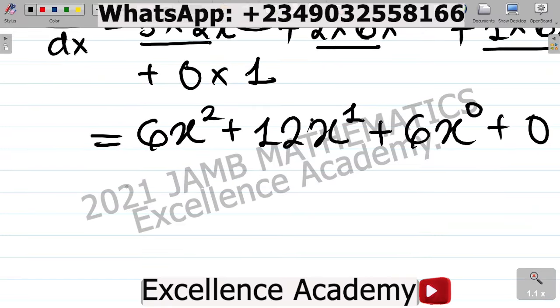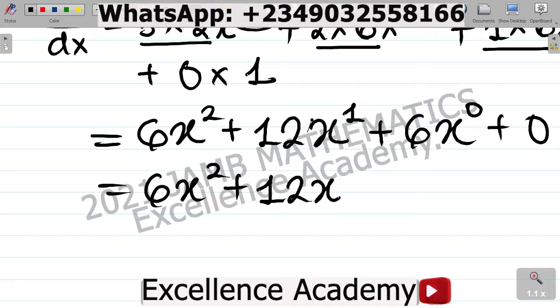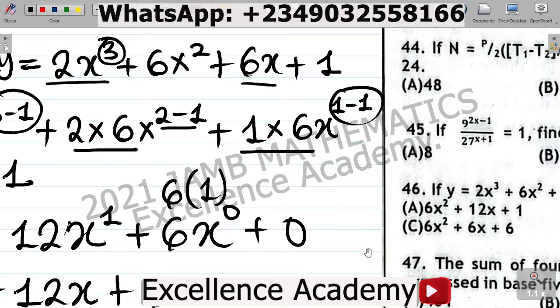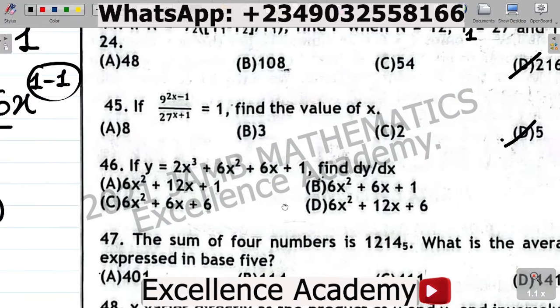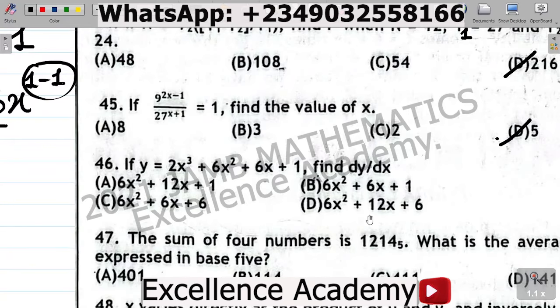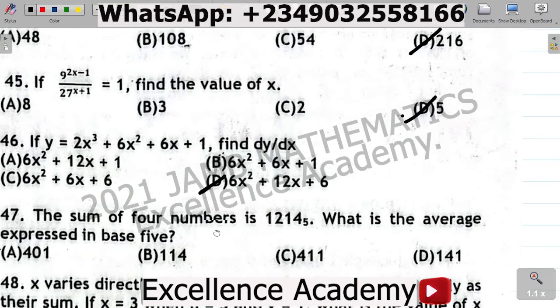Working on this, this is equal to 6x squared plus 12, x to the power 1 is x, plus 6 into x to the power 0, which is 1. 6 times 1 is 6, then plus 0. So basically, this is my answer. All right. 6x squared plus 12x plus 6. Let's see. 6x squared plus 12x plus 6. That is option D. All right. So option D is the correct answer.